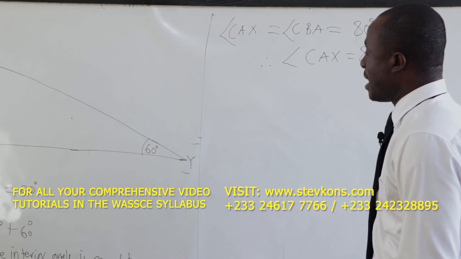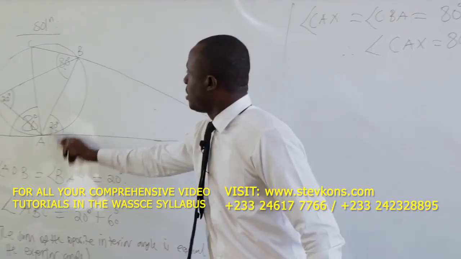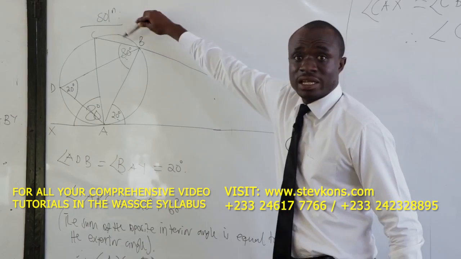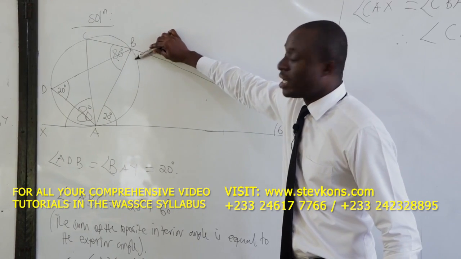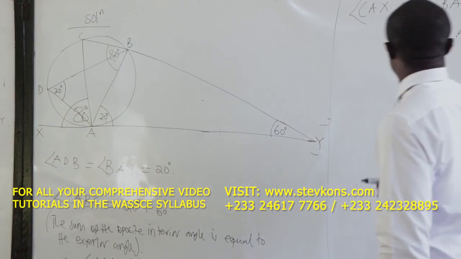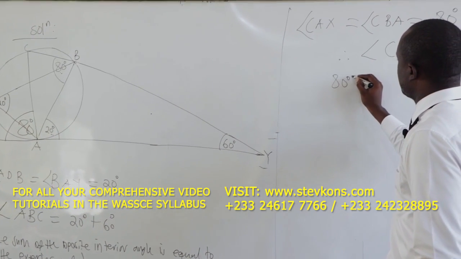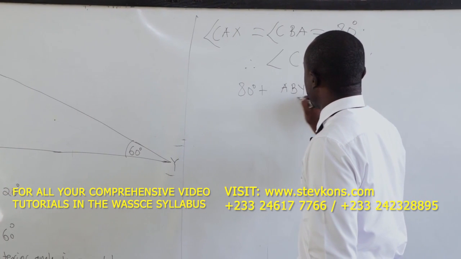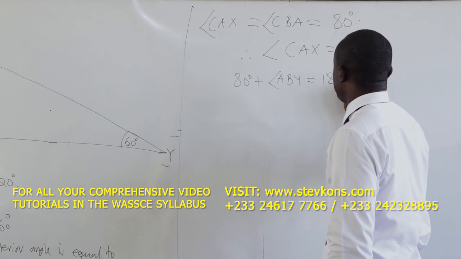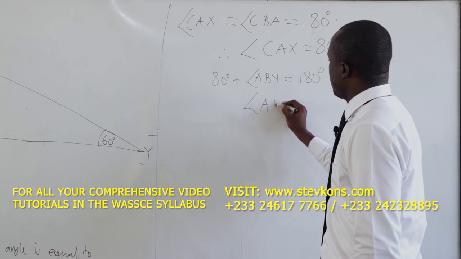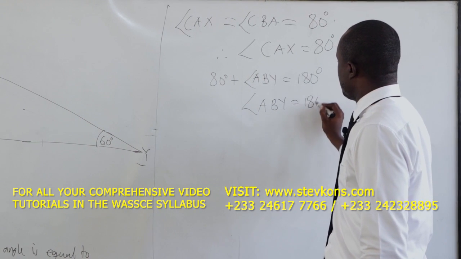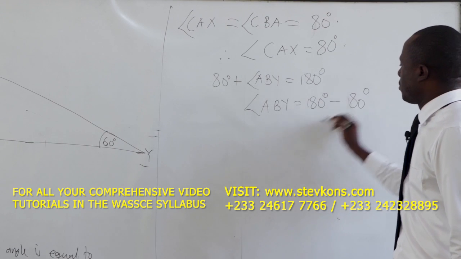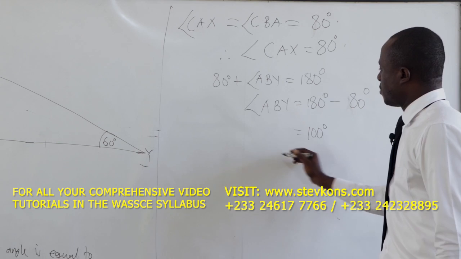Then the last one, ABY. Now this is 80 degrees. Sum of angles on a straight line equals 180. So if this is 80, here becomes 100. So we know that 80 degrees plus ABY equals 180 degrees. So ABY equals 180 degrees minus 80 degrees, and this is 100 degrees.